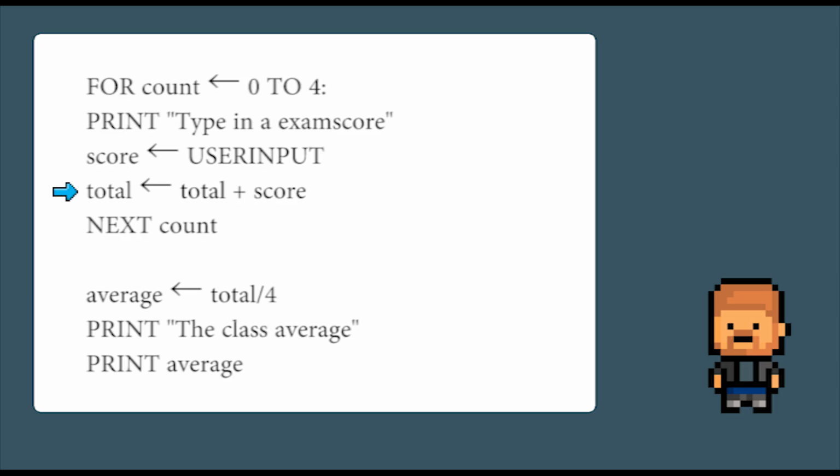Following this, it adds it to the total variable by taking the existing total and adding the new score to it. It then calls next count, which effectively adds 1 to the value of count and goes around the loop again. Once it has done this 4 times, it creates the average by taking the total and dividing it by 4 and assigning it to the variable average. Finally, it prints the words the class average and the average as an output. So there you go. We have now added for loops and inputs to the mix.